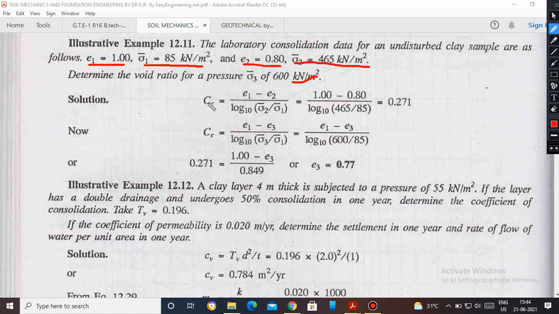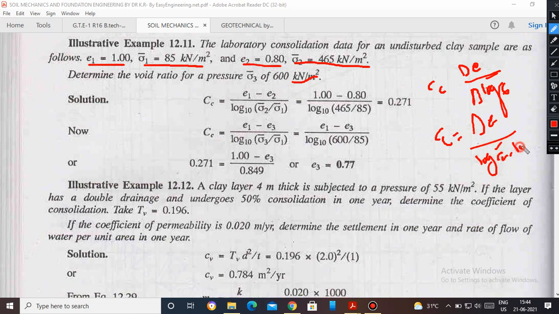Again, from the compression index, we have the formula Cc equal to delta e divided by delta log sigma bar. By using this formula, we have to calculate the compression index Cc equal to delta e divided by log sigma 2 bar minus log base 10 sigma 1 bar. By using this expression, you can find out Cc from the corresponding void ratio change.